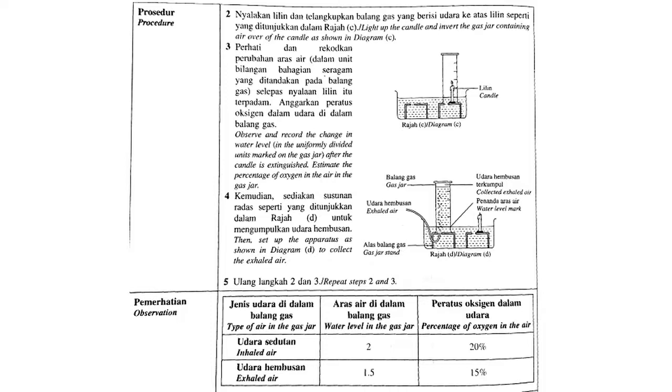Observation: type of air in the gas jar. For inhaled air, the water level in the gas jar is 2. Percentage of oxygen in the air is 20%. For exhaled air, the water level in the gas jar is 1.5. Percentage of oxygen in the air is 15%.